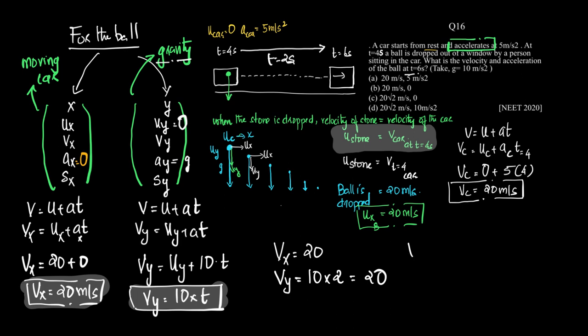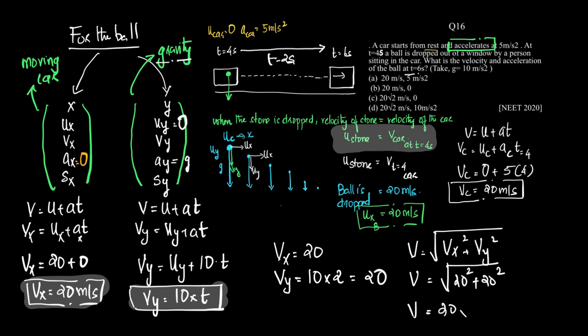Now, what is the net velocity? The net velocity V will be equal to root of Vx square plus Vy square. Therefore, V will be equal to root of 20 square plus 20 square, which is V is equal to 20 root 2 meter per second. So this is the answer for velocity.